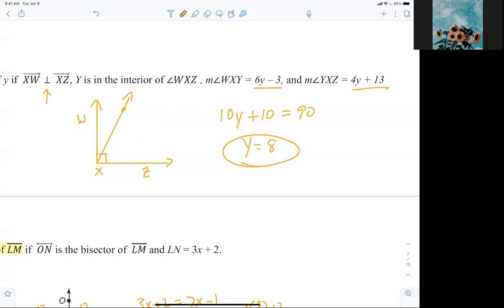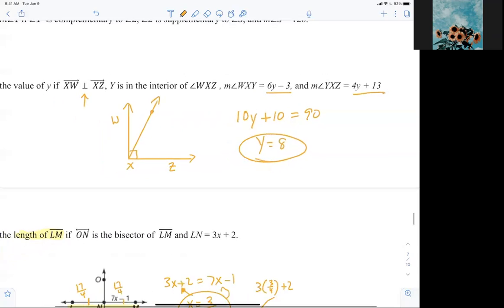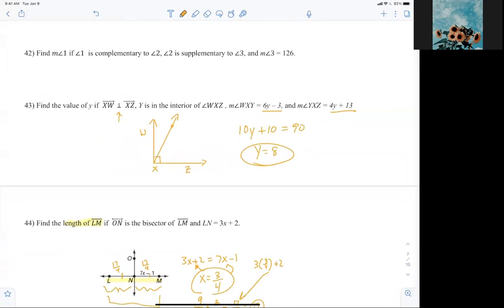Harrison, you good on that? Yeah. Perpendicular means they add up to 90 degrees. All right.